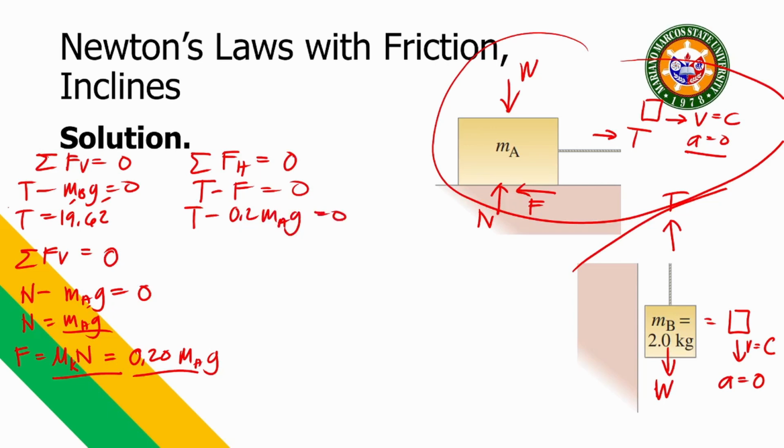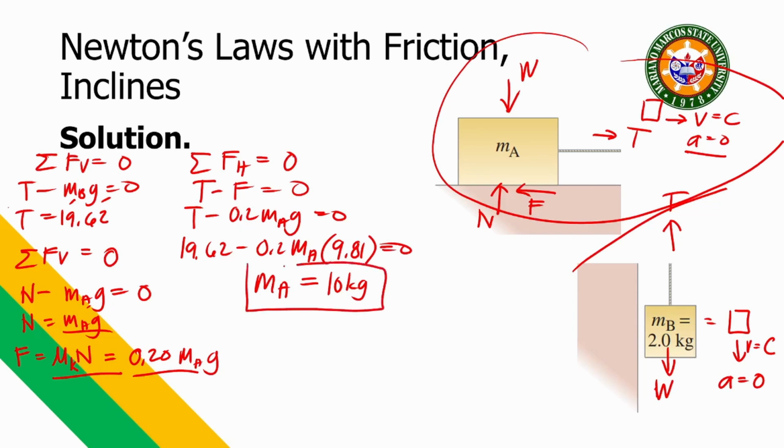So let's substitute our values here. We have T, 19.62, minus 0.2 multiplied by the mass of A, which is what we are looking for, multiplied by gravity, which is 9.81. This one is equal to 0. If we solve for m_A, we will get m_A equal to 10 kilograms. So, 10 kilograms is our m_A.